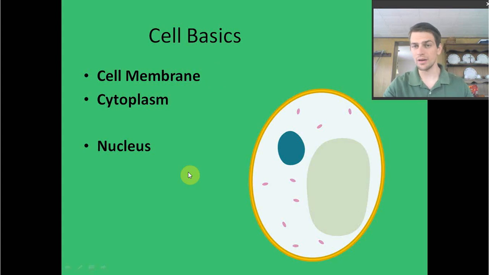The cell membrane is the layer that goes on the outside of the cell. So in the picture I have here, it is the yellow line that's on the outside of that oval, which is the cell. It's kind of like our skin. It's the barrier between the outside of the cell and the inside of the cell. It holds everything in and keeps other stuff out.